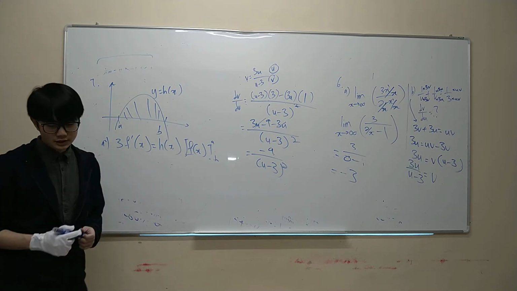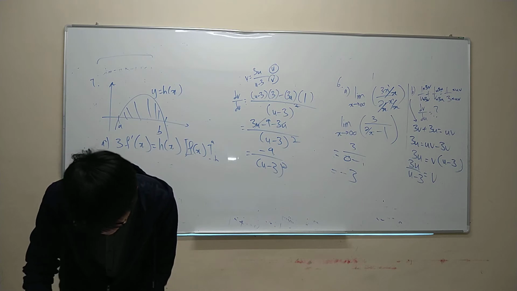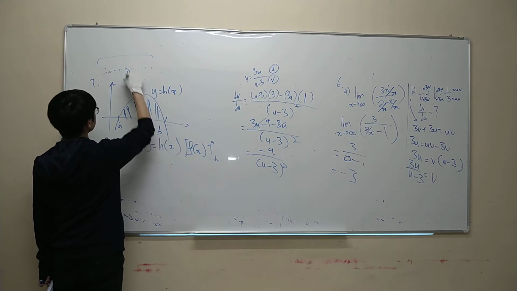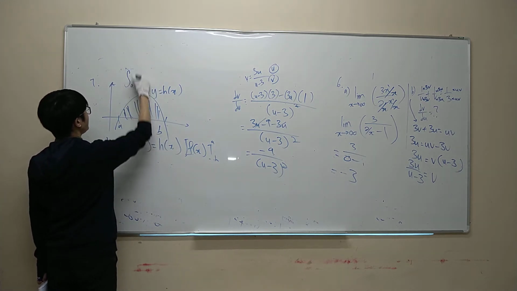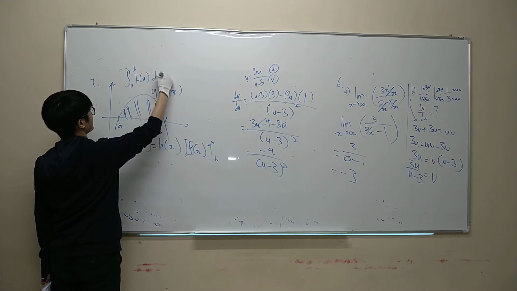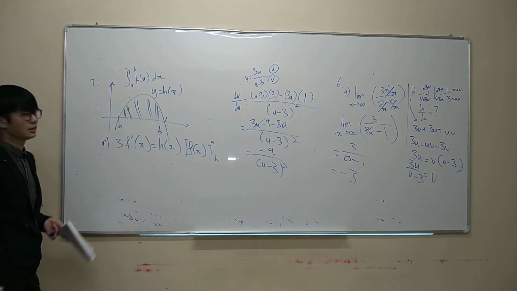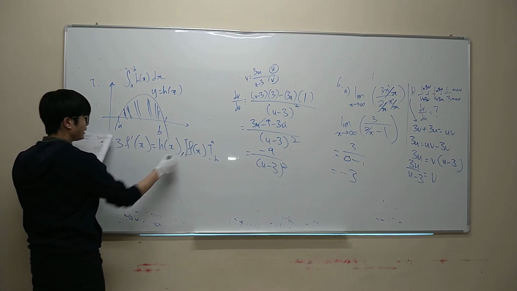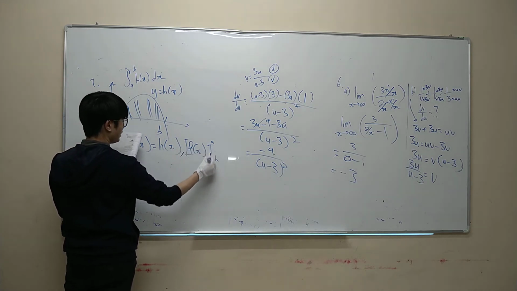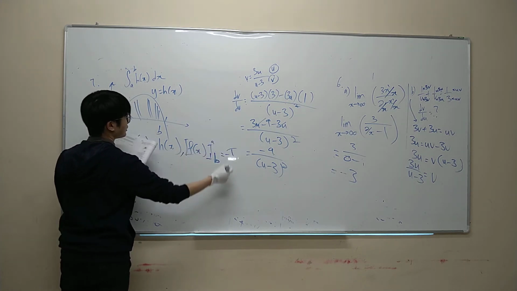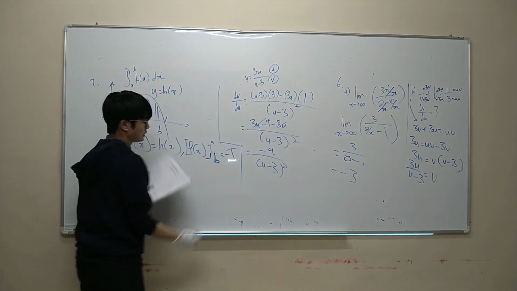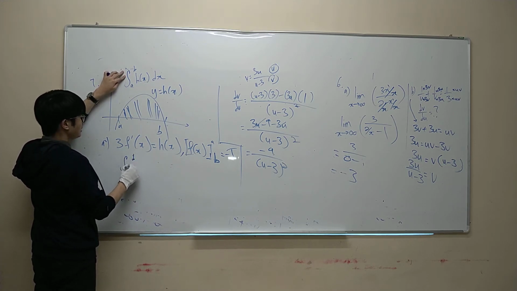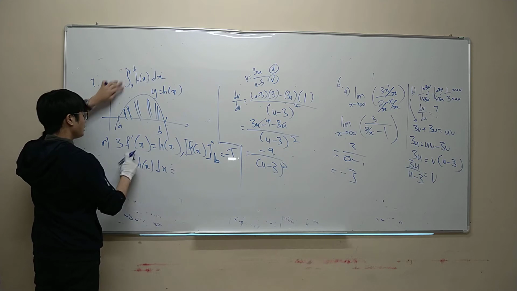Number 7. They say diagram 7 shows a shaded region bounded by the graph y equals hx and the x-axis from a to b. So the shaded region is what? The shaded region is the integral from a to b of hx dx. This is the area of the shaded region. It is given that 3f prime x equals hx, and the integral of fx from a to b is negative 5. They say state the area of the shaded region. If they want the area of the shaded region, it means they want you to find the integral from a to b of hx dx. So how to find it?